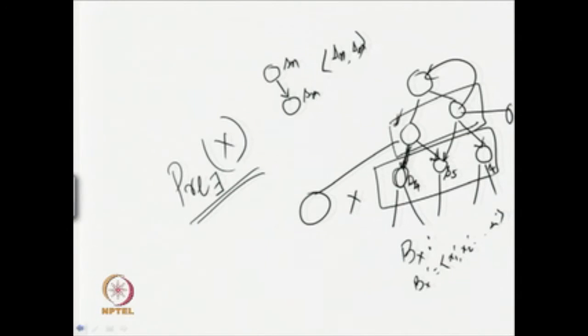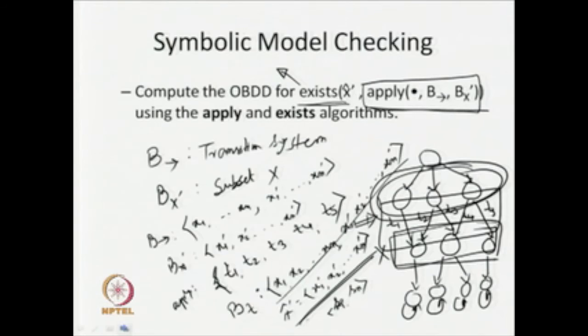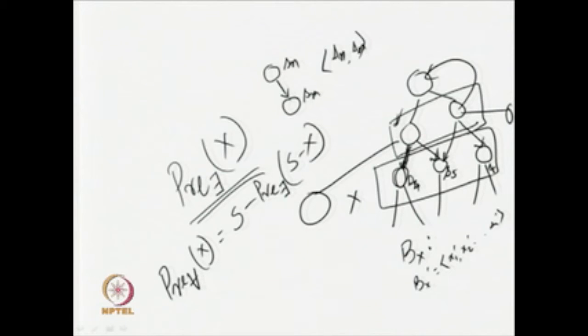So, with the help of this simple operation, with these two steps, first we are renaming the variables of B x, and then we are using the apply operation and the exist operation to get the predecessor states, and whatever predecessor states we are getting, all those states will give us the there exists X. And once we have that there exists X, we can very well calculate the for all X. Already we have seen this is nothing but S minus there exists S minus X. So, now we have a method to find out there exists X, and once we can calculate there exists X, we can calculate for all X also.